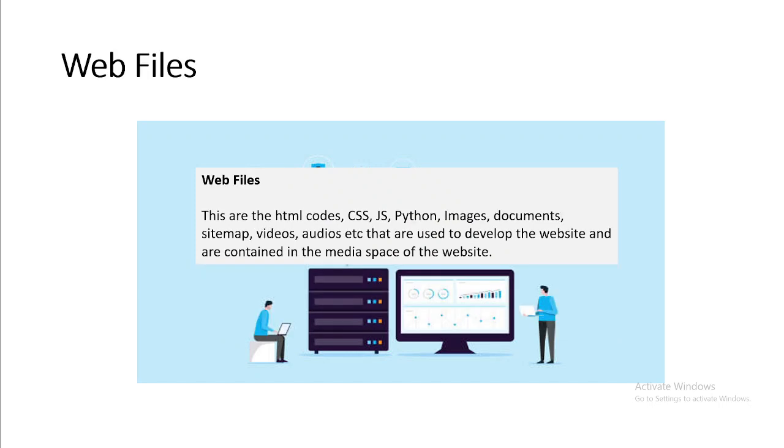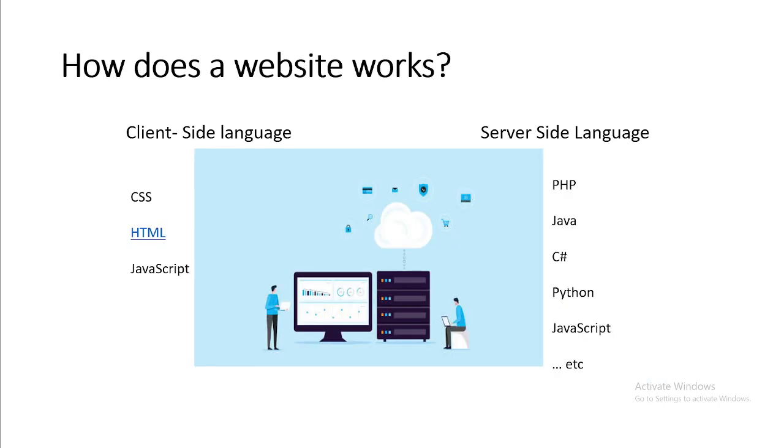And the last one is the web files. These are the HTML codes, CSS, JavaScript, Python, images, documents, site maps, videos, audios, etc. that are used to develop the website and are contained in the media space of the website.